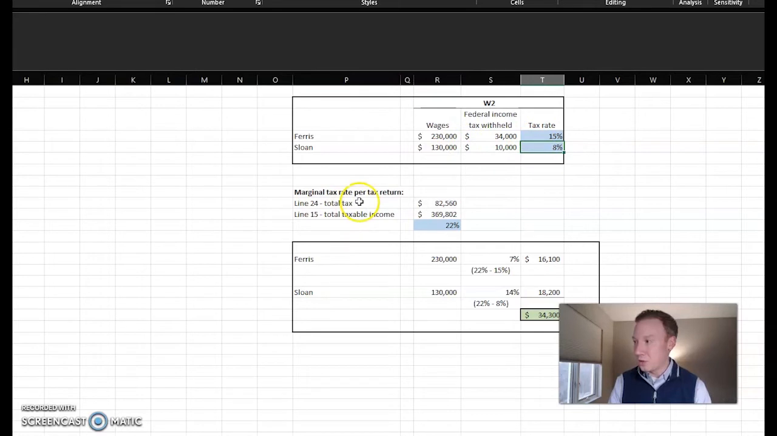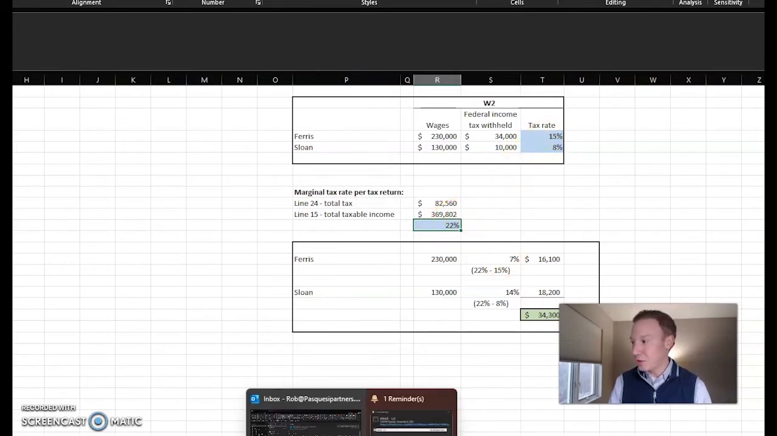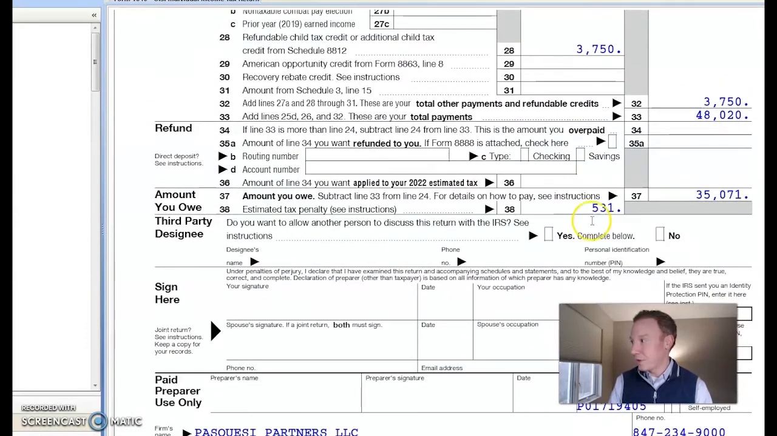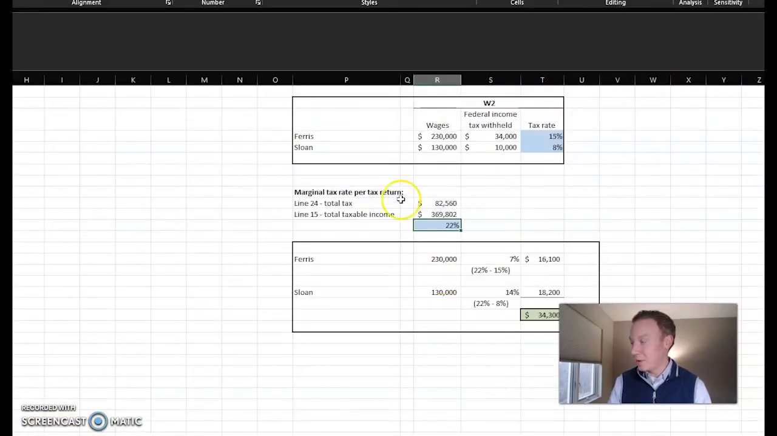Now remember those two numbers from their tax return: the total tax, what they owe, and their total taxable income after deductions. When you divide the two, you get their effective tax rate, 22%. And here's where the issue comes in. They're withholding a lot less percentage than what they should be. And if you see their tax return here, and this tends not to be a coincidence, the total amount that they owe is about $35,000. Now, if we go back to this example here, their effective rate is 22%, okay? This is what they should be withholding, but they're withholding a lot less.